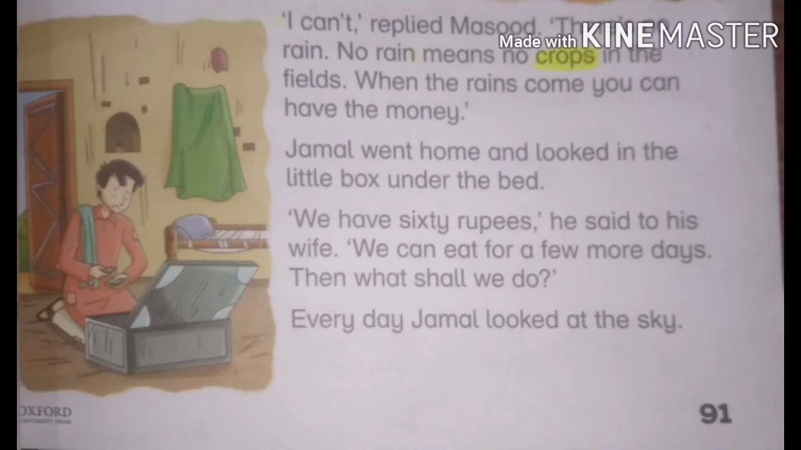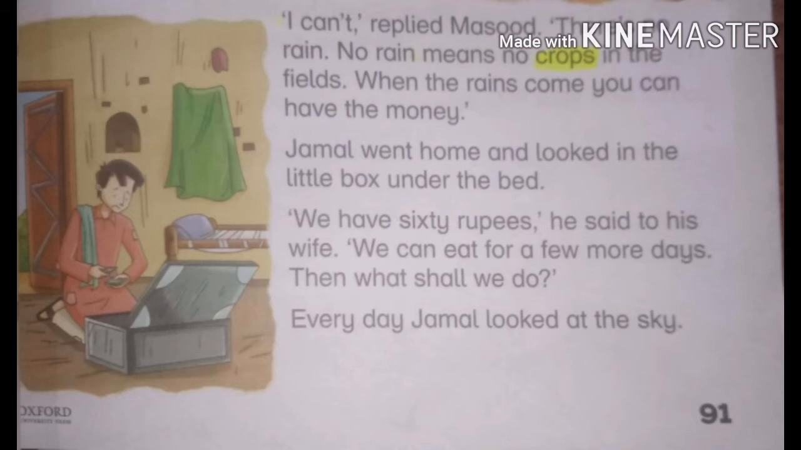Next paragraph is, Jamal went home and looked in the little box under the bed. We have 60 rupees, he said to his wife. We can eat for a few more days, then what shall we do? Every day Jamal looked at the sky. Then Jamal went home and checked his little money box. There were only 60 rupees in that box. He was very sad. He thought that they could eat for a few more days, but what shall we do next? Every day he looked at the sky and he was desperately waiting for the rain.